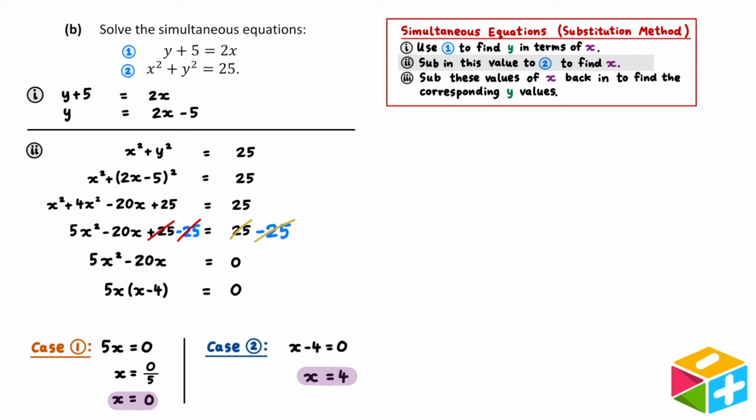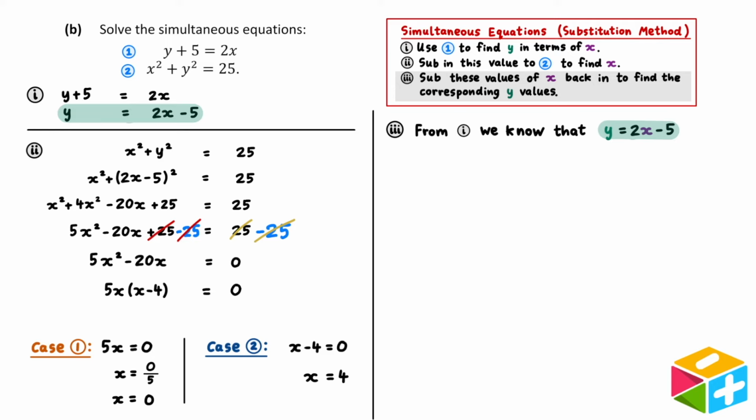So we found two answers for x. X is equal to 0 and x is equal to 4. The final step here is to sub these values of x back in to find the corresponding y values. We found earlier that y is equal to 2x minus 5. This equation can be used to find the y values when x equals 0 and x equals 4.